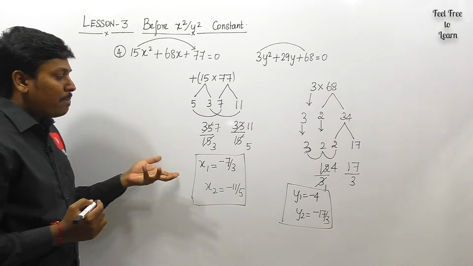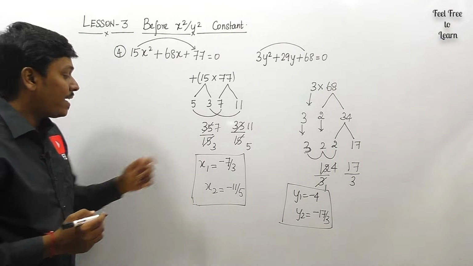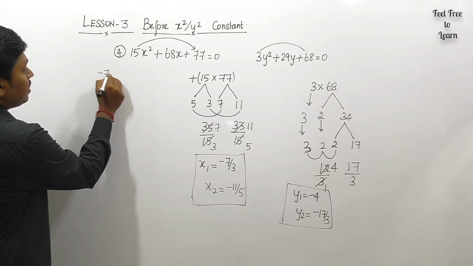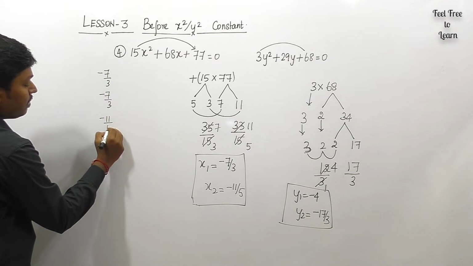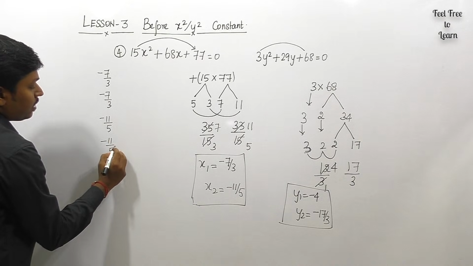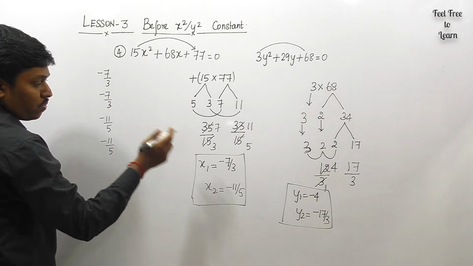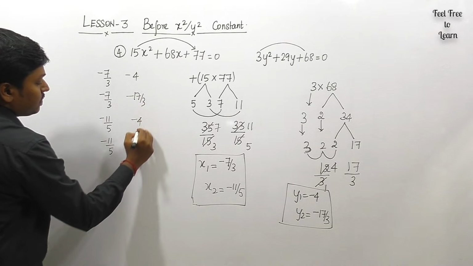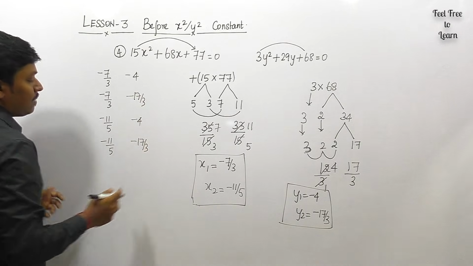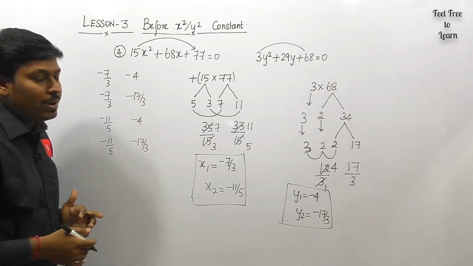So now we need to compare all the x values with the y values, right? So x1 will be minus 7 by 3, minus 7 by 3. x2 will be minus 11 by 5, minus 11 by 5. So y1, y2, y1, y2. So y1 will be minus 4. So minus 17 by 3, minus 4, minus 17 by 3. I'm just going to compare all the x values with the y values.